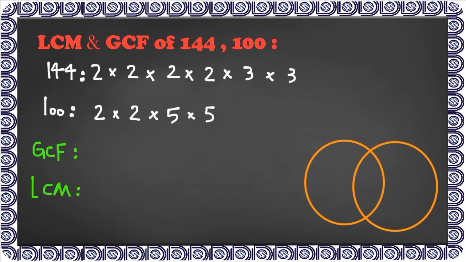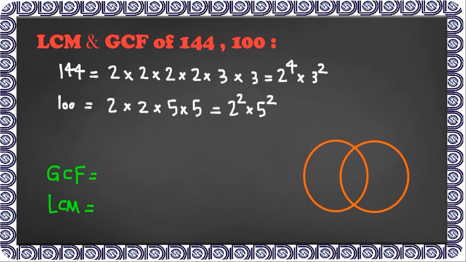So the prime factorization of 144 is 2 to the fourth power times 3 squared. And the next number, which is 100, the prime factorization of 100 is 2 squared times 5 squared.